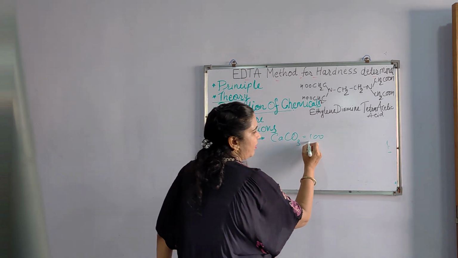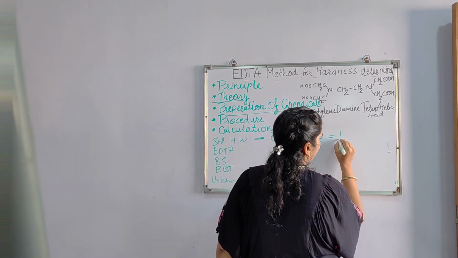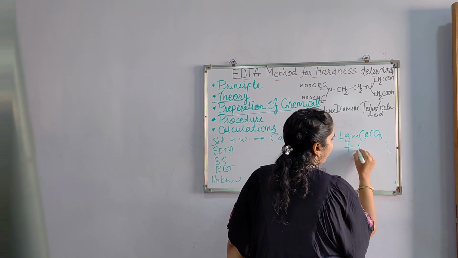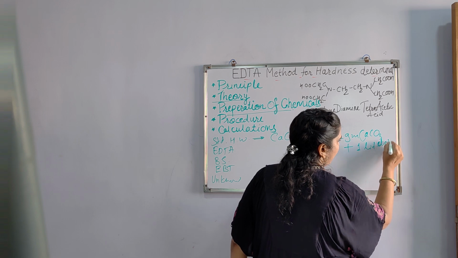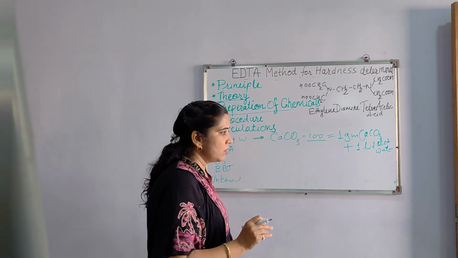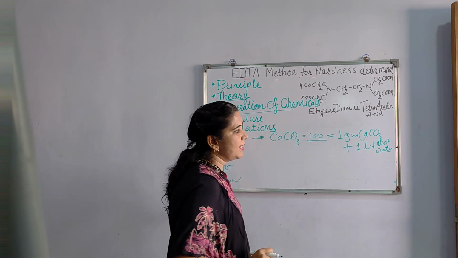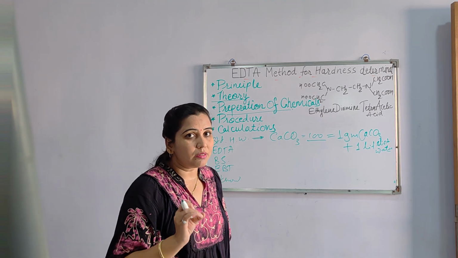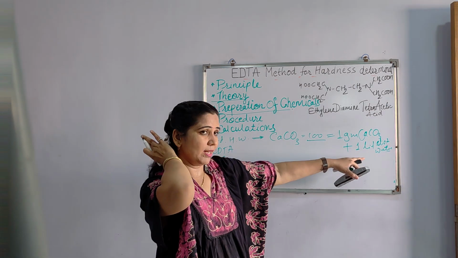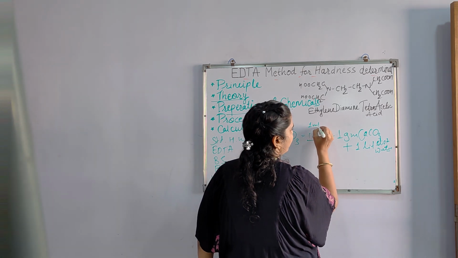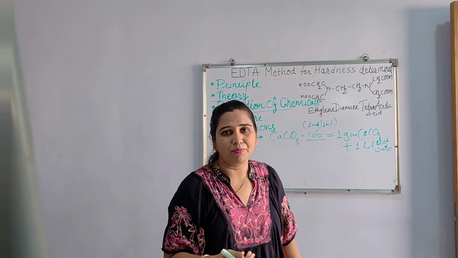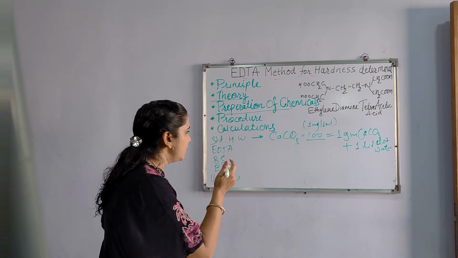As I said, its molecular weight is 100, so we will use 1 gram of CaCO3 added in 1 liter of distilled water, so that we prepare the solution of this standard hard water. So I think you got this, that 1 gram of CaCO3 is there in 1 liter of distilled water. Just 1 gram in 1 liter, so that there is 1 milligram of CaCO3 in 1 ml. We need this particular proportion to solve the next problems. So in this way there is preparation of this standard hard water.